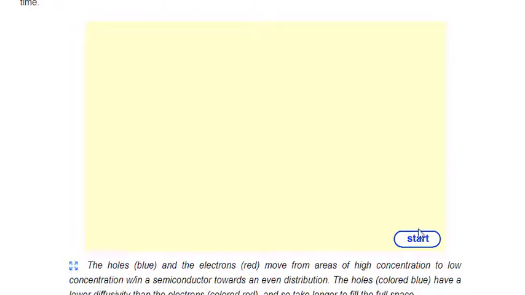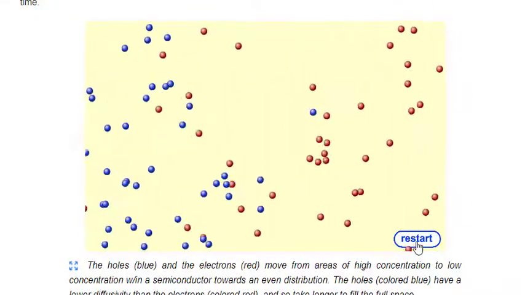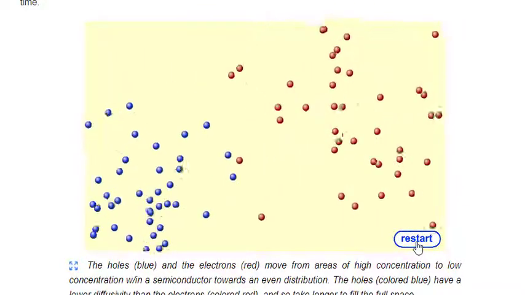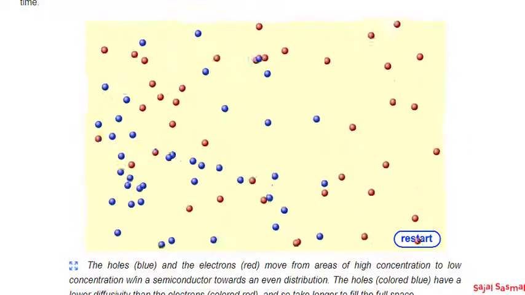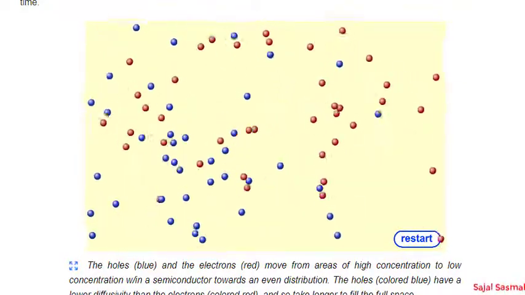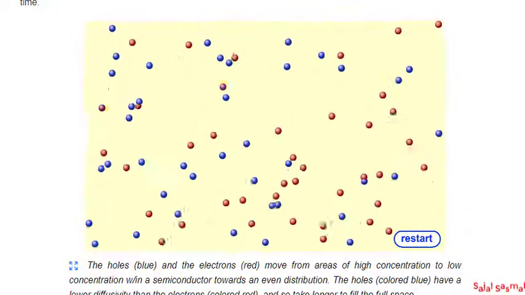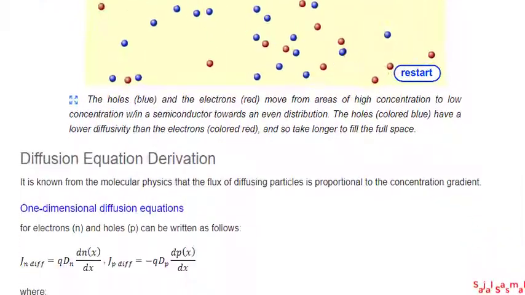One major effect of diffusion is that, with time, it evens out the carrier concentrations in a device, such as those induced by generation and recombination, without an external force being applied to the device. This is shown in the animation below, in which one region of the device has a high concentration of electrons and the other has a high concentration of holes. Due purely to the random movement of carriers, the two concentrations will become uniform throughout the material, over time. The holes, blue, and the electrons, red, move from areas of high concentration to low concentration within a semiconductor towards an even distribution. The holes, colored blue, have a lower diffusivity than the electrons, colored red, and so take longer to fill the full space.